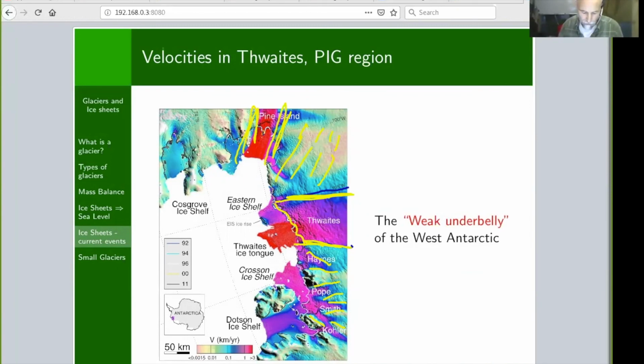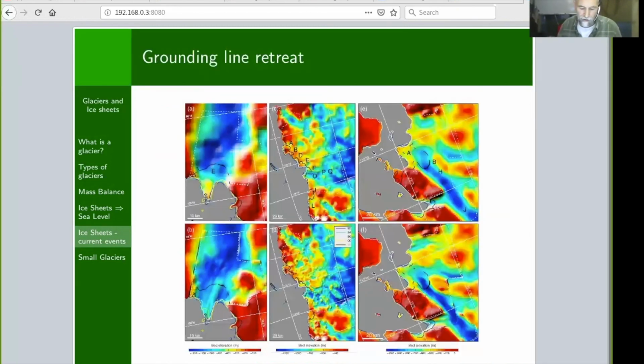And so one of the things that we're looking at especially is how this grounding line, no, that color doesn't work there, how this grounding line is changing and how it might retreat as the ice thins. So that's kind of the big picture discussion.